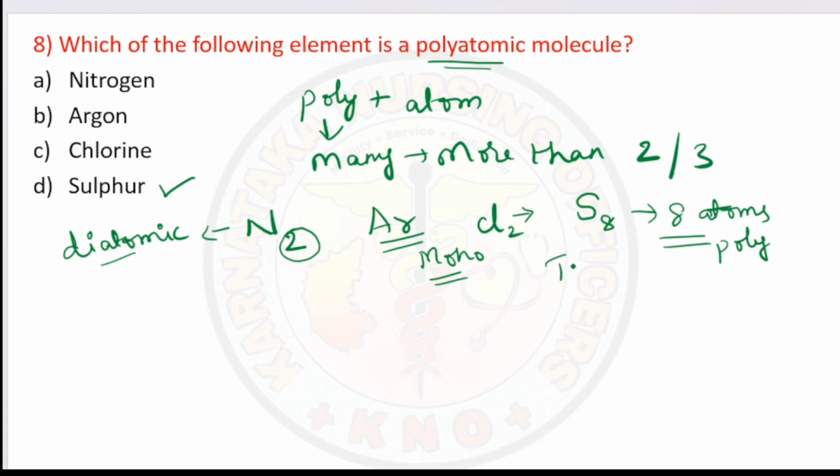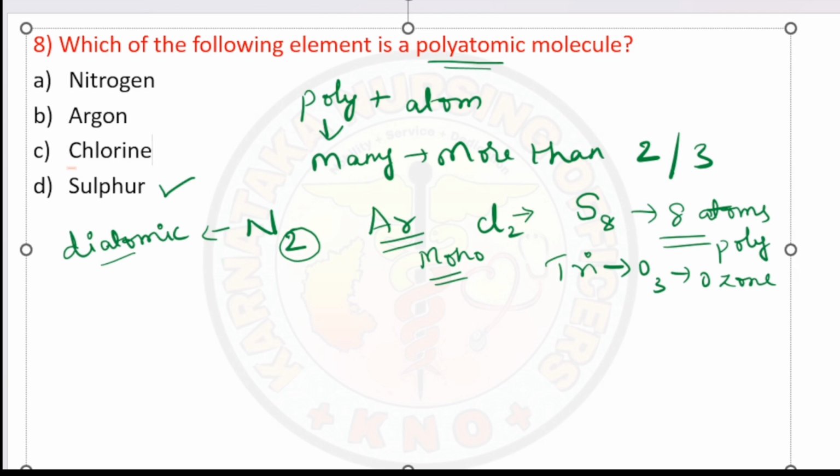You can even see a triatomic molecule, that is O3. What is O3? O3 is nothing but ozone. What is ozone? The Earth is covered by the ozone layer, correct? Ozone is represented by O3, that is 3 atoms of oxygen, and this ozone layer protects us from high energetic rays. Now let's see the answer. The answer is sulfur for the question on the polyatomic molecule.